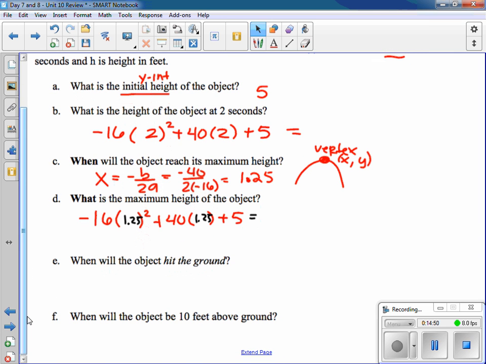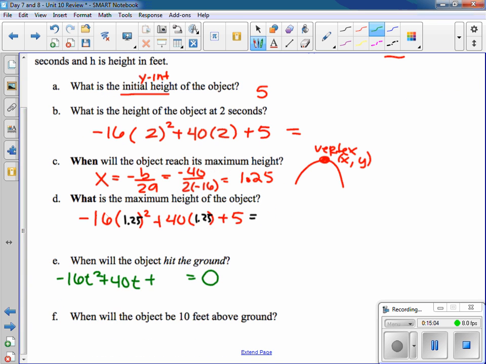And then the last two are the quadratic formula because it's asking you when the object will hit the ground. So it's saying when is your height 0? So you take your equation, set it equal to 0, and then the first step you do is b squared minus 4ac, and then the second step is you plug it into the quadratic formula.